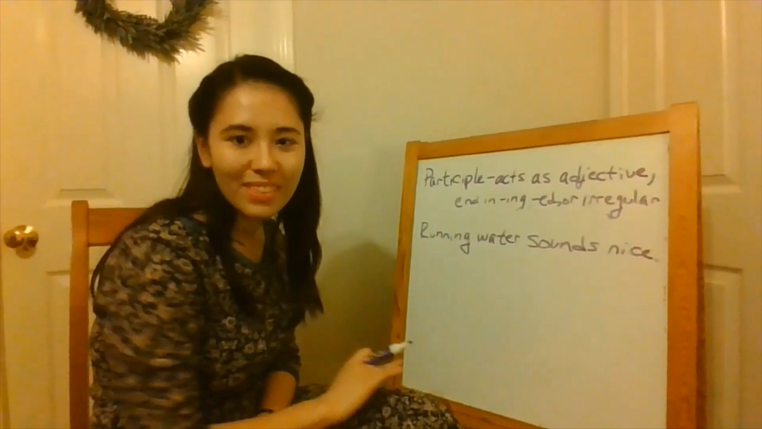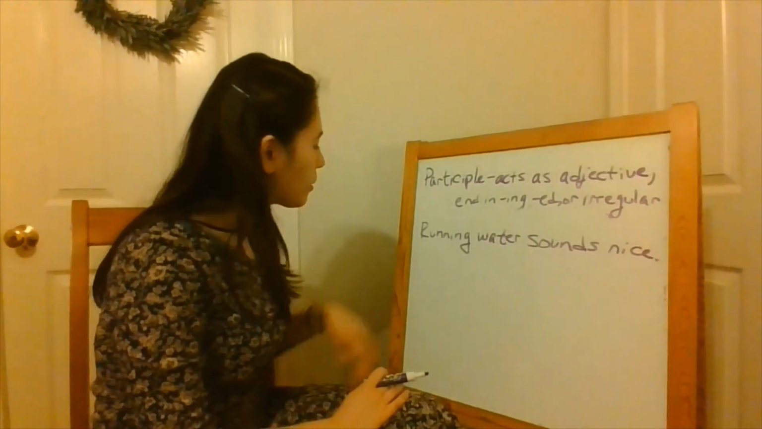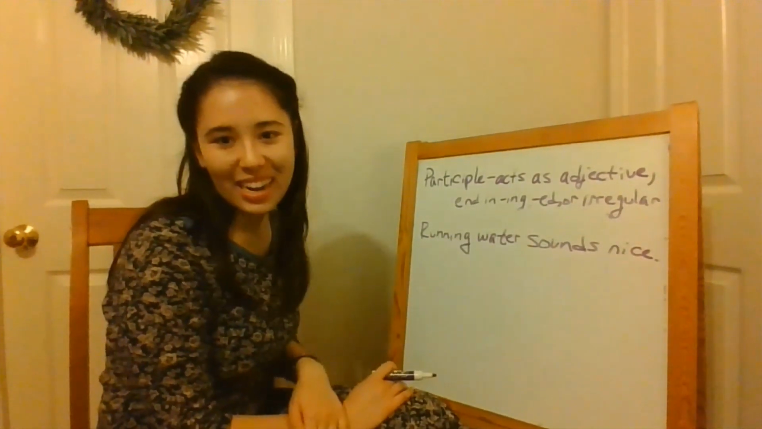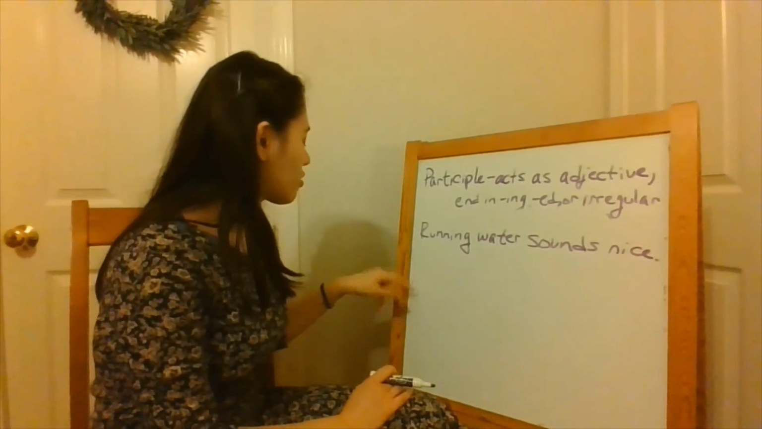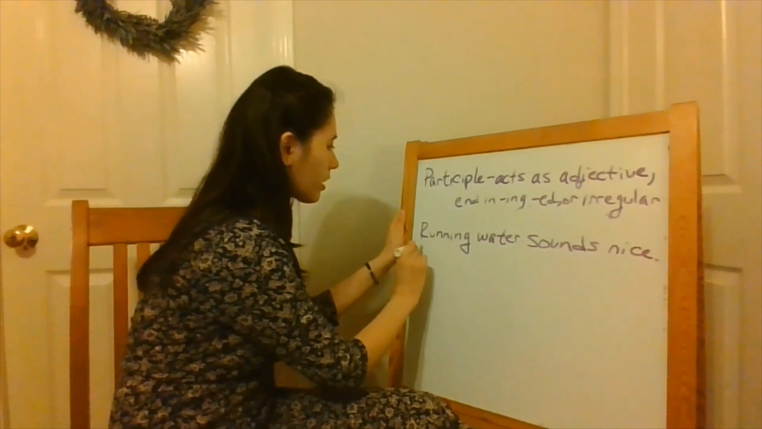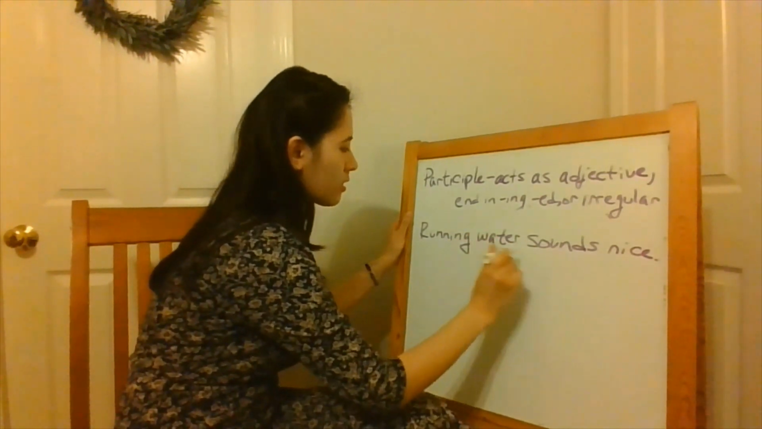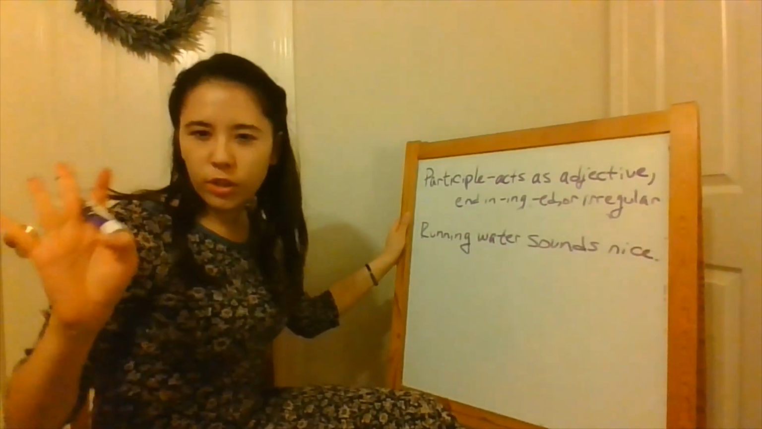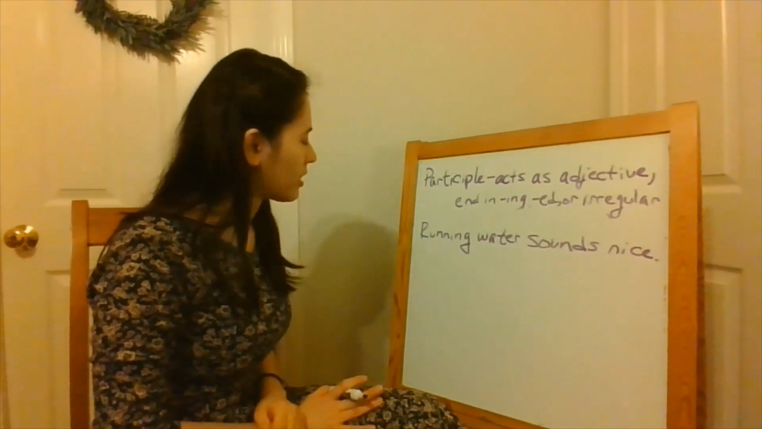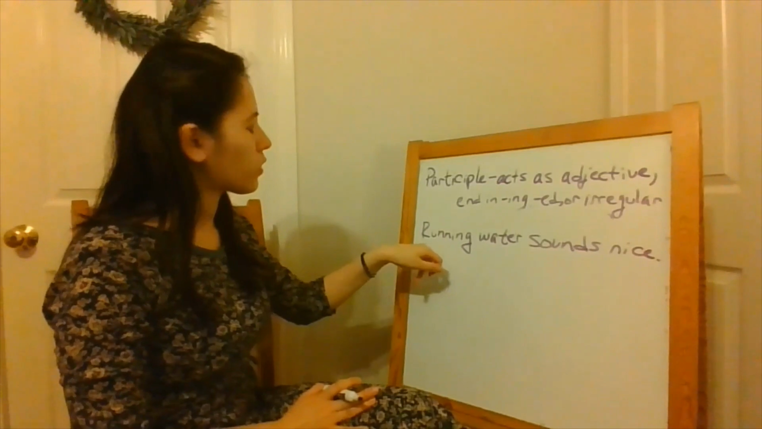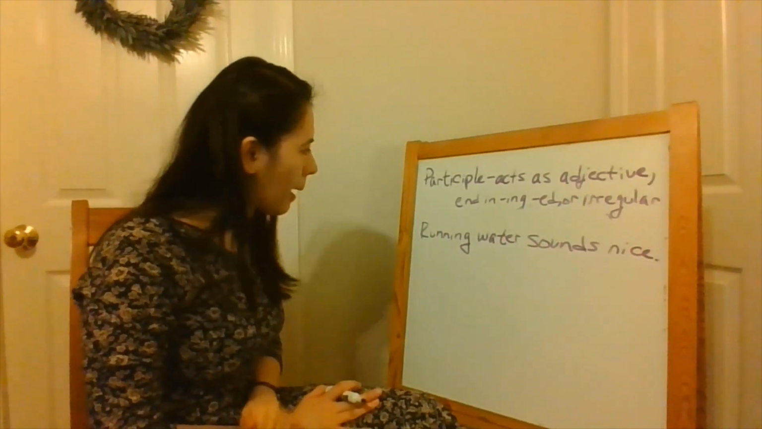Now for our second example, running water sounds nice. A lot of people like the sound of running water. So we have running water sounds nice. Maybe if you look at the sentence, you're not quite sure what the subject is. You feel a little bit confused. There's something that looks like a verb at the beginning. Maybe that's a gerund. I'm not sure.